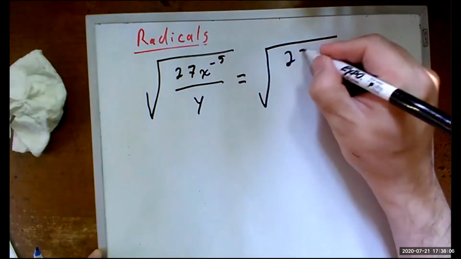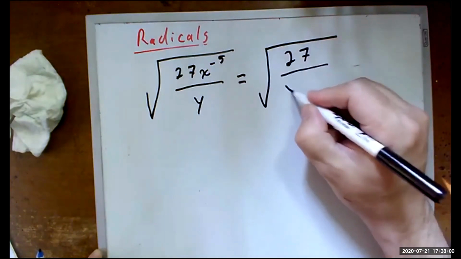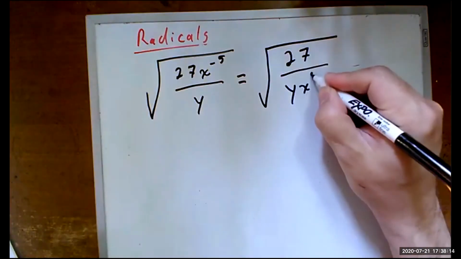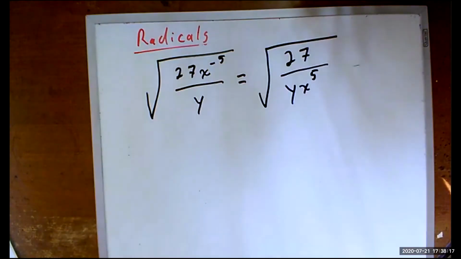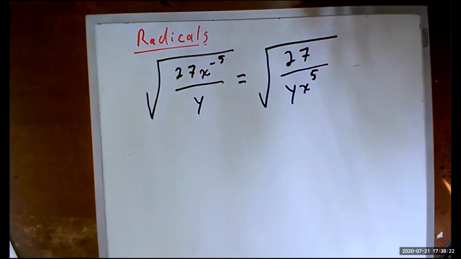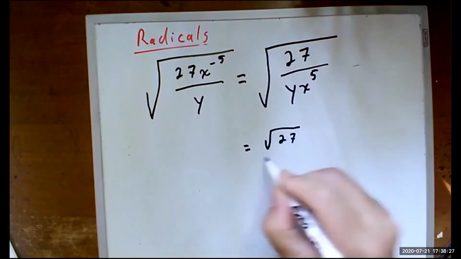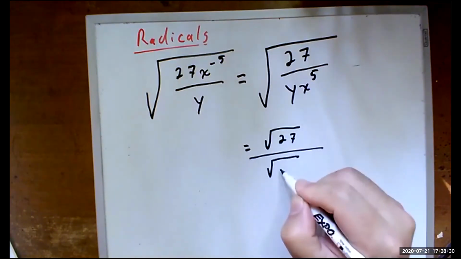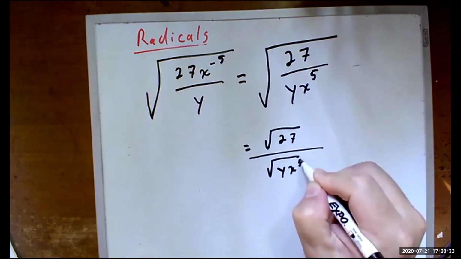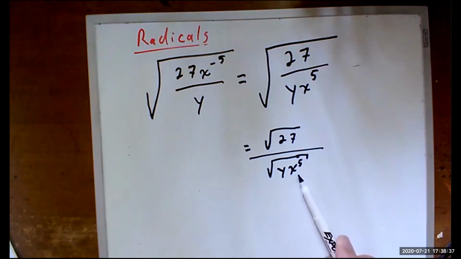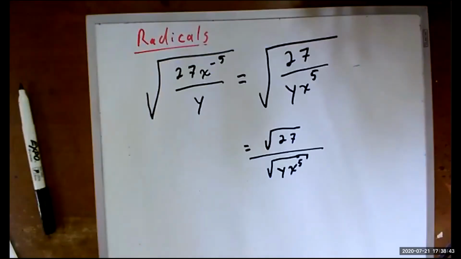First thing we're going to do is get rid of that negative exponent. That negative exponent says it wants to go to the other side of the fraction line. So I'm going to take my 27, leave it on top, and I'm going to end up with y x to the 5th on the bottom. Next thing I'm going to do is break out my radicals. So I end up with square root of 27 on top, and the square root of y x to the 5th on the bottom.